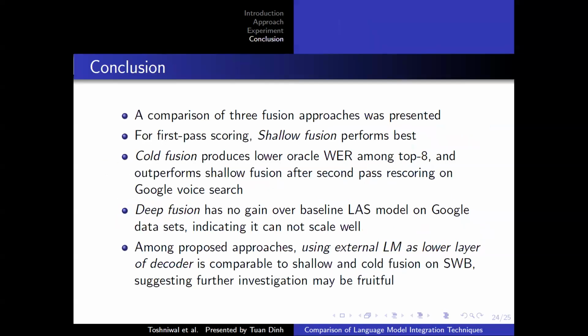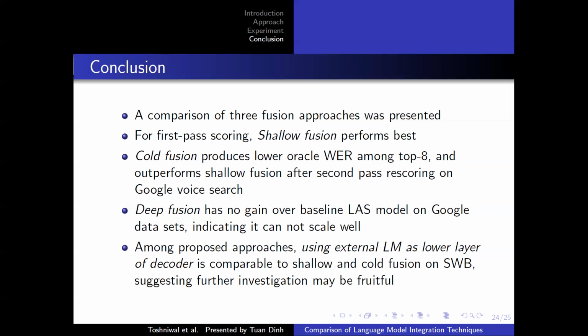In conclusion, in this paper, a comparison of three fusion approaches was presented. For first pass scoring, shallow fusion performed the best. Cold fusion produced lower oracle word error rate among the top 8 hypotheses and outperforms shallow fusion at second pass rescoring on Google Voice Search. Deep fusion has no gain over the baseline LAS model on Google datasets, indicating deep fusion cannot scale well.